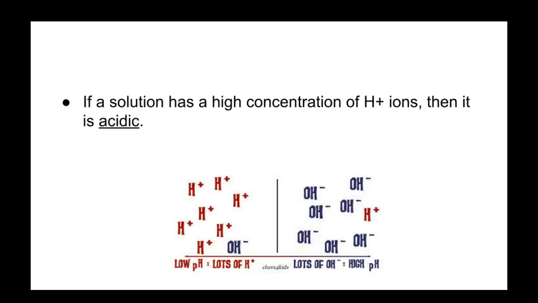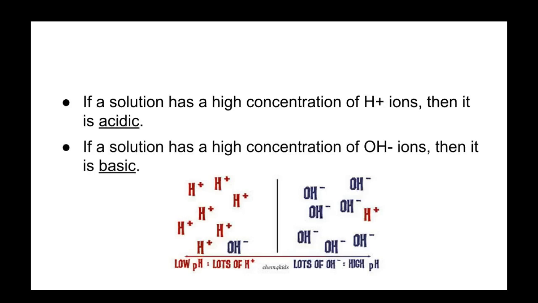If a solution has a high concentration of hydrogen ions, then it's acidic, and if a solution has a high concentration of OH ions, then it's basic. So if the solution has a bunch of these molecules here, or more of these than hydrogen ions, then it's a base. If it's more hydrogen ions than hydroxide ions, then it's a low pH and it's acidic.